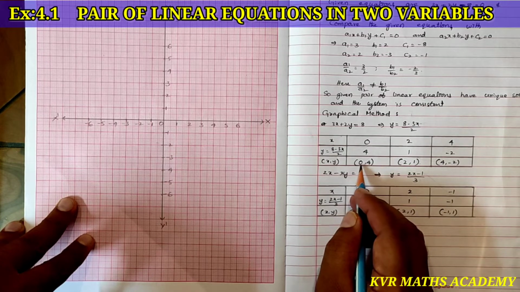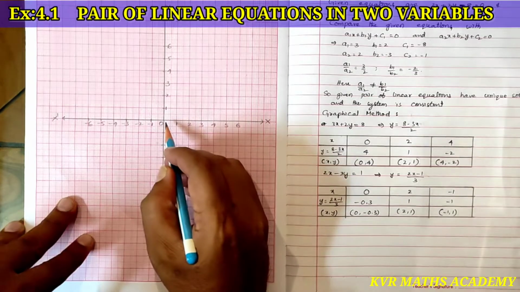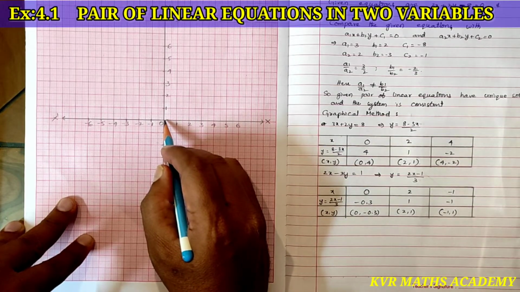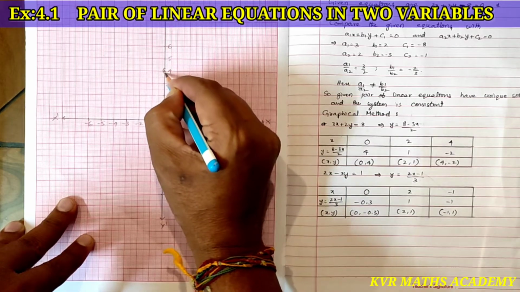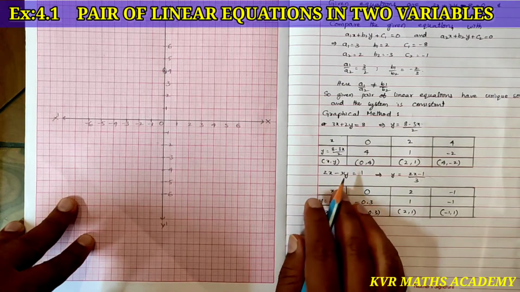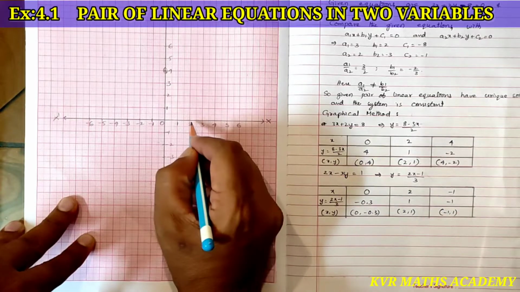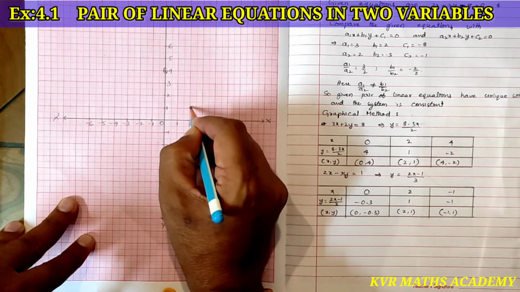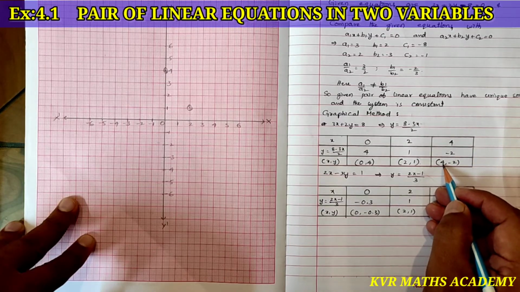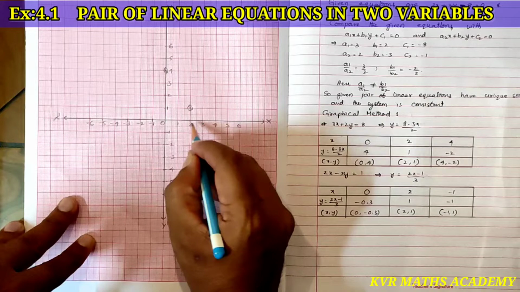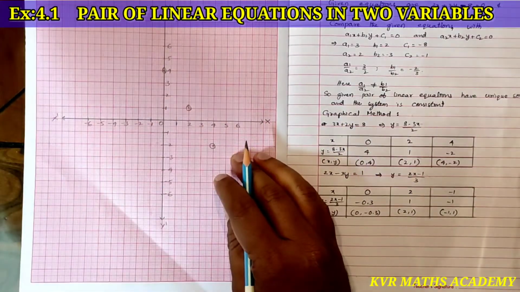First, 0 comma 4. X is 0 and y is 4. So where will you plot the point? X is 0 means the point is on the y-axis only. So 0 comma 4 is here. Next, 2 comma 1. X is 2 and y is 1 here. Next, 4 comma minus 2. X is 4 and y is minus 2 here. So let us join the points.